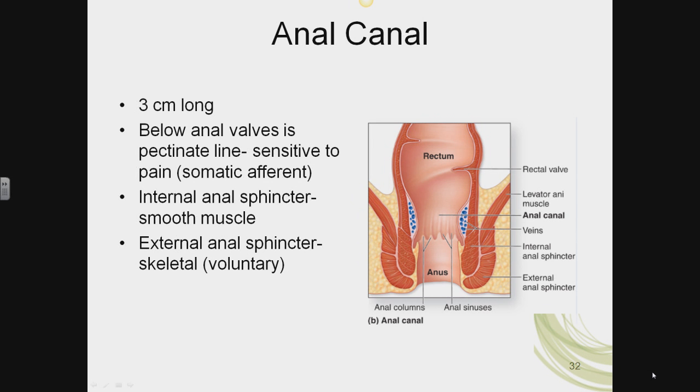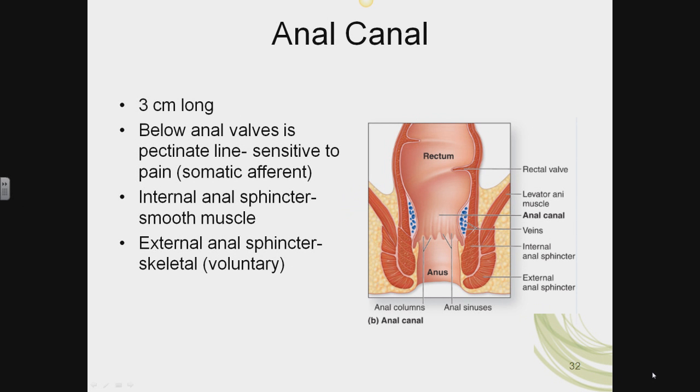At the base of the anal canal are the internal and external anal sphincters. These close off the opening to the anal canal and relax or open during defecation. The internal anal sphincter is involuntary and consists of smooth muscle. The external anal sphincter is voluntary because it has skeletal muscle.